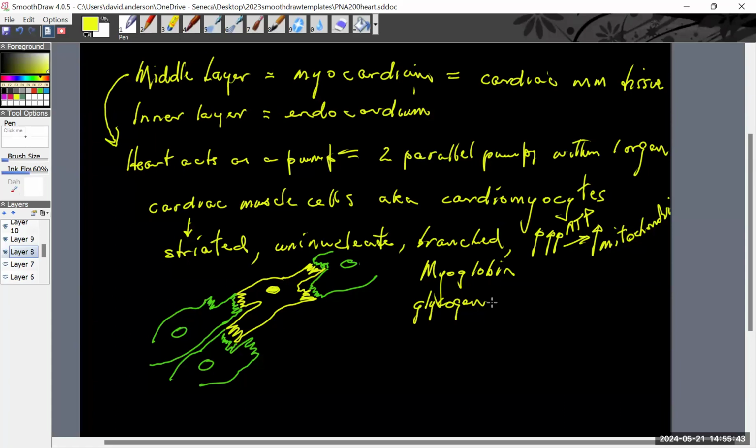It's a form of glucose. Well, kind of. What kind of form of glucose?